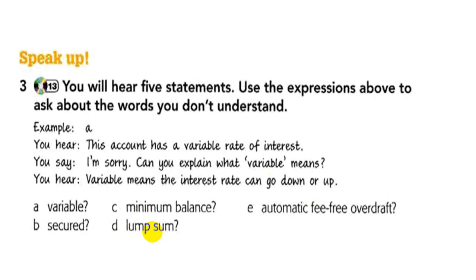Number 13, A. "This account has a variable rate of interest." "Variable means the interest rate can go up or down." So variable means that the interest rate can go up and down. So what are you going to say if you didn't understand what variable means, and what will your friend, let us say your partner, answer you? Okay, please try to record and let's have a conversation there on the Telegram.